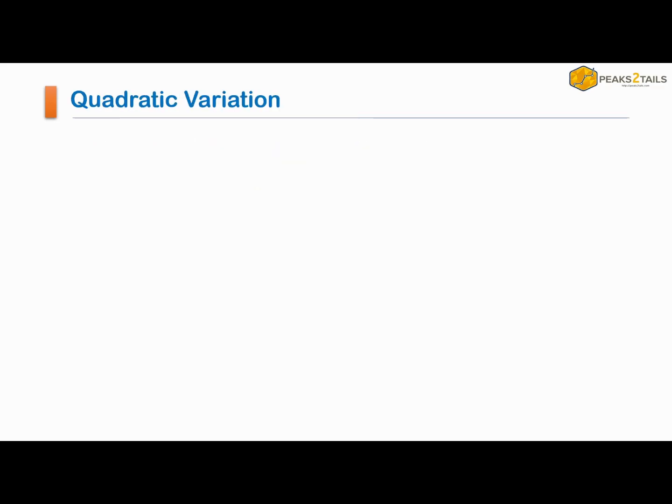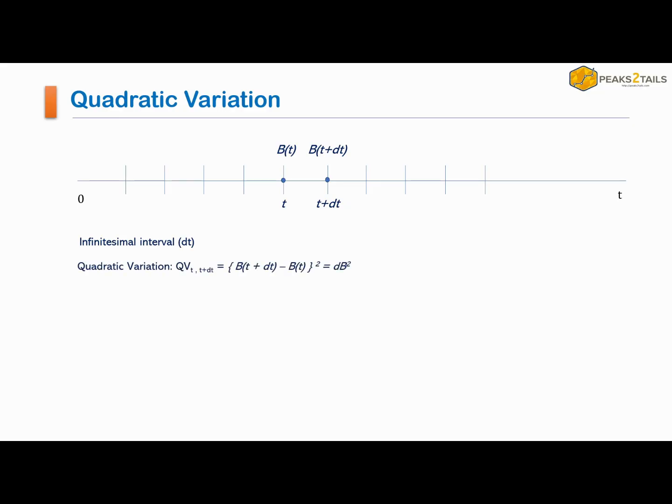Next property is quadratic variation. So the quadratic variation property is the most crucial property of Brownian motion. Consider a time interval between 0 to t and a small time interval dt at a given time t. Now in that small time interval, the quadratic variation is defined as the square of the increment, that is dB square. Now what is the expectation and variance of dB square? We know the expectation and variance of dB, but what's the expectation and variance of dB square?